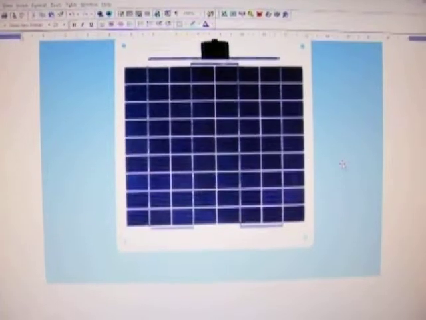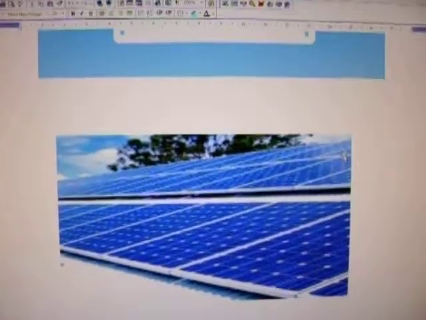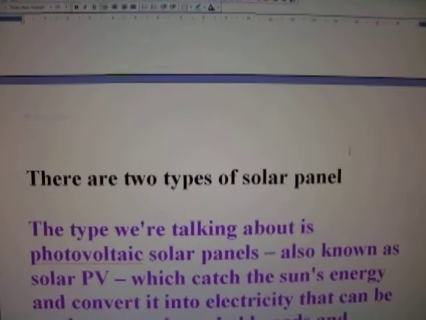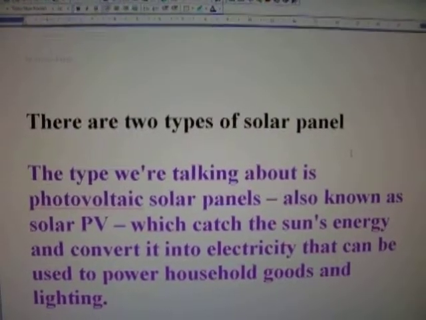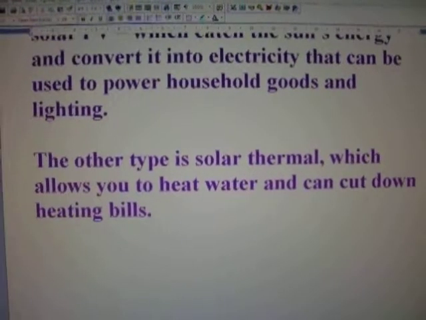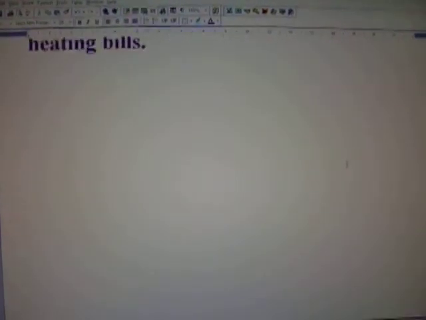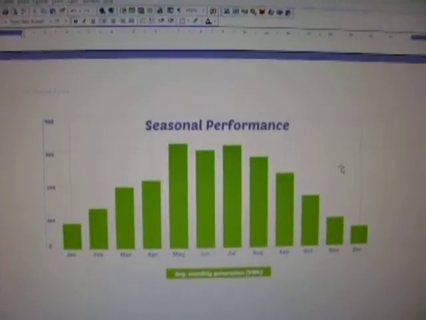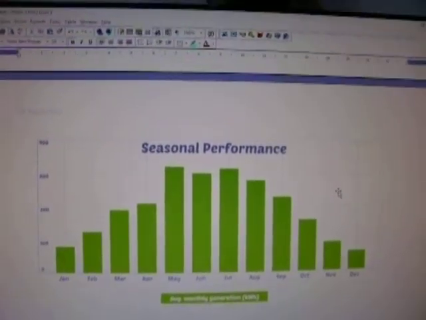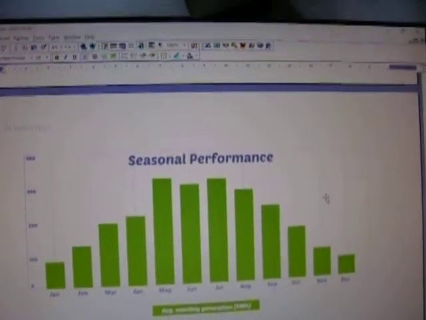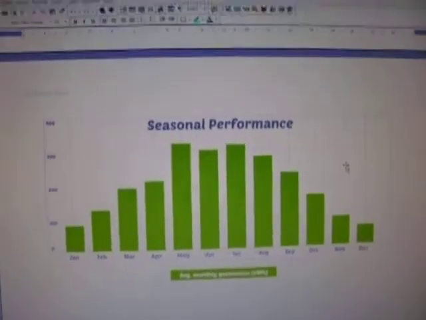And I've given you simply some diagrams, some pictures of solar panels, okay, how they're laid out. You'll need to find your own, of course. I'm going to say there are two types of solar panels, okay, to bring those into play for yourselves. This just shows you a table of benefits, the best time of the year when you will get the most out of your solar panels, okay.